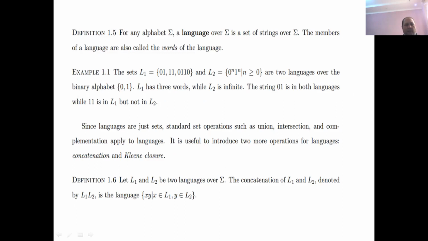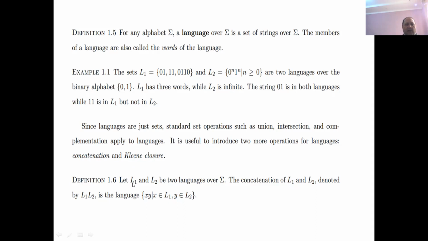So since languages are just sets, standard set operations such as union, intersection, and complementation apply to languages. It is useful to introduce 2 more operations for languages: concatenation and Kleene closure. Kleene is the name of a scientist. The operation is also called Kleene closure.